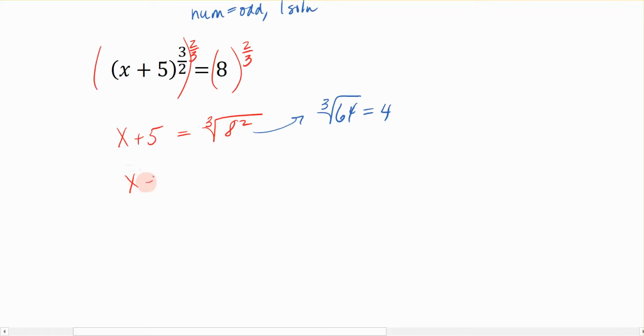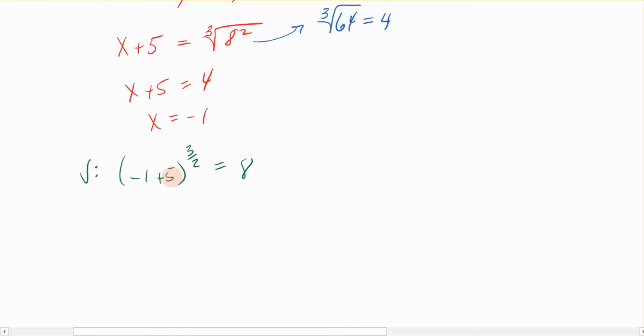So we have x plus 5 is equal to 4, and when we solve, we subtract 5 from the right hand side, and I find x is equal to -1. Now you do want to check the solution, and I think I can do this pretty quickly by hand. I'm going to say -1 plus 5 raised to the 3/2, and I want to know, is that equal to 8? Well, -1 plus 5 is 4 raised to the 3/2. Is that equal to 8?